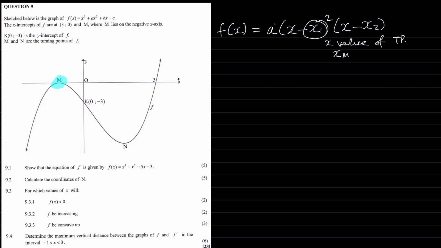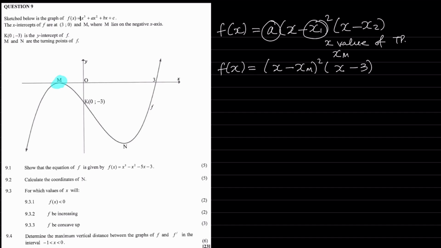Now, what is this a value? This a value is not the a value that's in the formula. The a value is actually the coefficient of x to the power of 3, which in this case is 1. So let's go ahead and rewrite this formula. So f of x is equal to 1 into x minus xm all squared, and then x minus, we've been given the other x-intercept. The other x-intercept is 3. So it's going to be x minus 3.